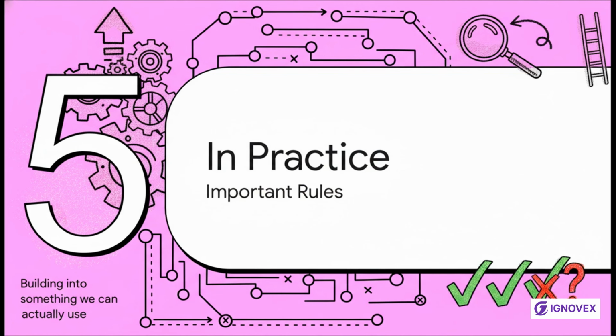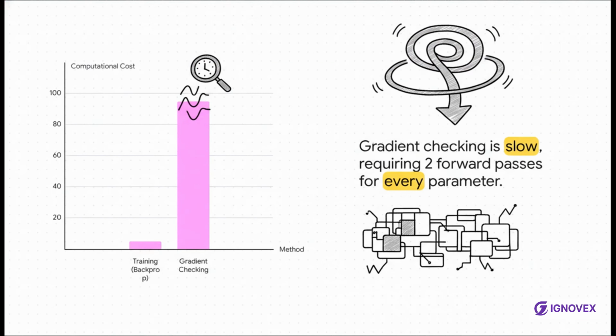Okay, so that's the theory. But how does this actually translate into something we can use in the real world? Well, there are some very, very important rules to follow when you're putting gradient checking into practice. The first rule, and honestly the most important one: gradient checking is incredibly slow. I mean, just look at this chart. Remember, for every single parameter in your network, you have to do 2 full forward passes. If you have a model with millions of parameters, well, this is just computationally brutal. And that is why you never, ever use gradient checking during actual training. It's a debugging tool and only a debugging tool.